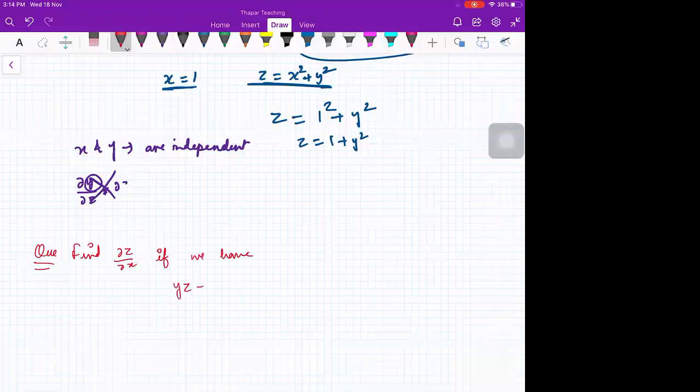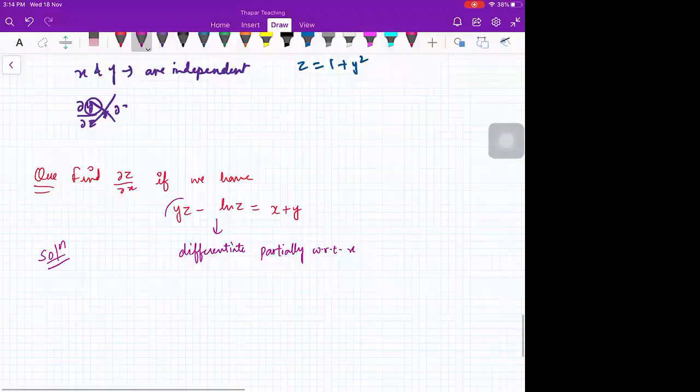If we have yz minus log z is equal to x plus y, you have to find curly z by curly x. Can you tell me? You can just use implicit differentiation. You just differentiate partially with respect to x. So what will you get? What will be the derivative here? When you are differentiating with respect to x, it means you will treat y as a constant.